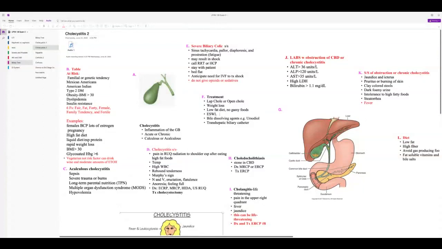Now, after an ESWL, watch for signs of dysrhythmias, like palpitations. So the diet, again, is low fat, high fiber, and avoid gas producing foods. That's really important.